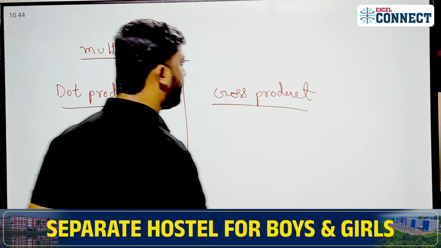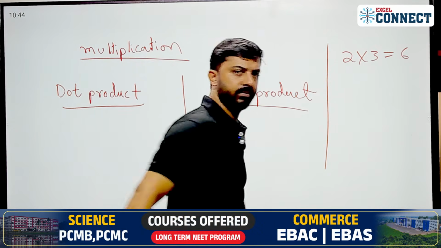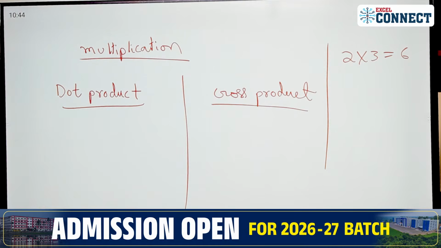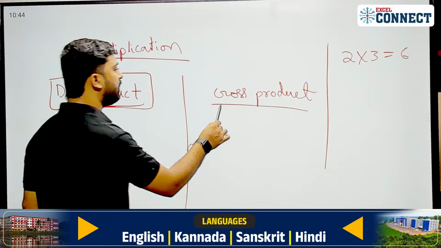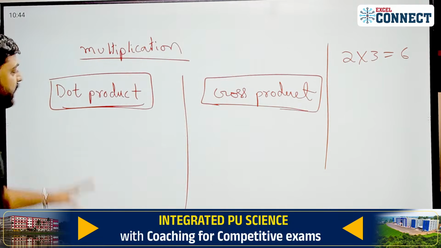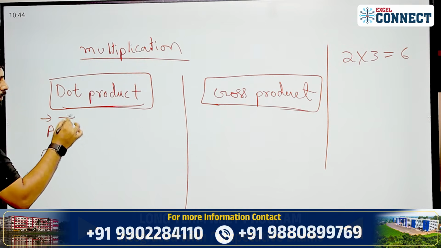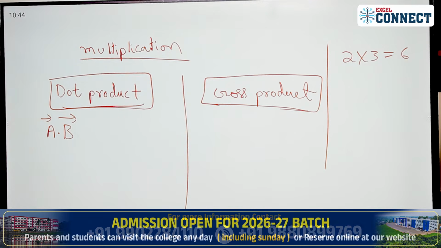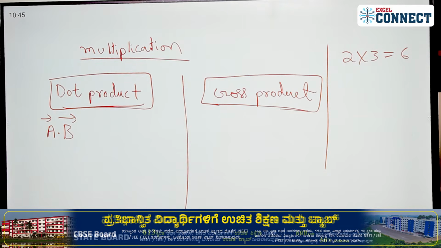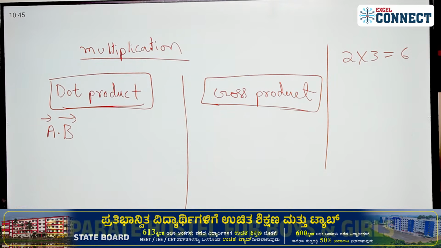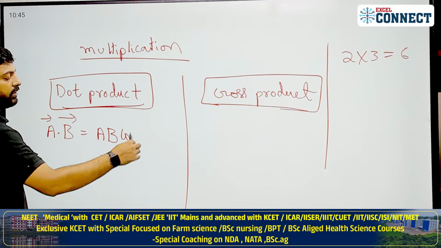In scalar multiplication, there is only one type. If 2 into 3, the answer will be 6, right? But in vector multiplication, it depends on which product you are finding, whether it is a dot product or cross product. And what is dot product? If there are two vectors, A vector and B vector, dot product is represented by A vector dot B vector, okay? And this is found by magnitude of A, magnitude of B and cos theta.